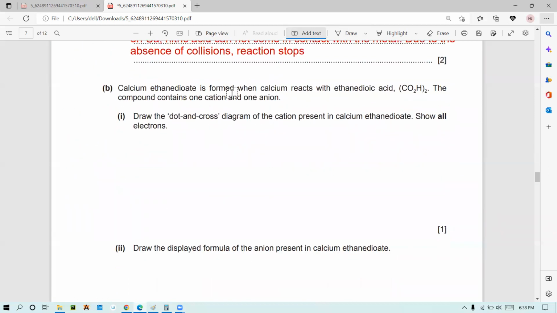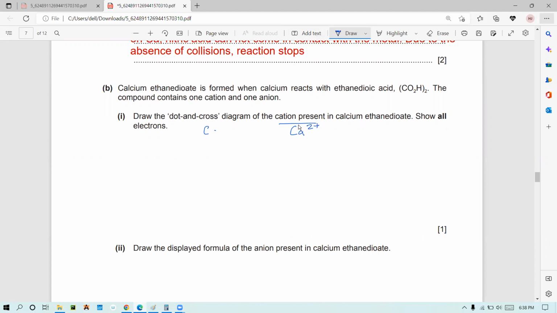Calcium ethanoate is formed when calcium reacts with ethane dioic acid. The compound contains 1 cation and 1 anion. Draw the dot and cross diagram of the cation. Cation is calcium 2+.